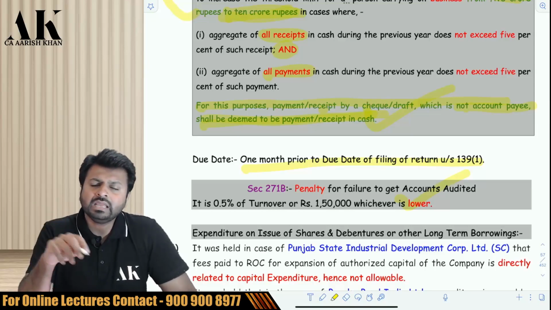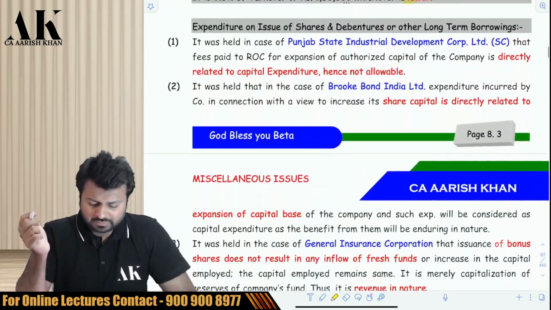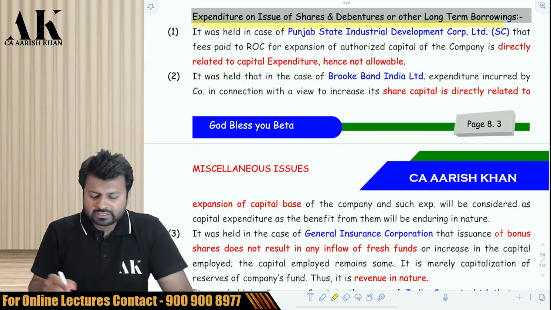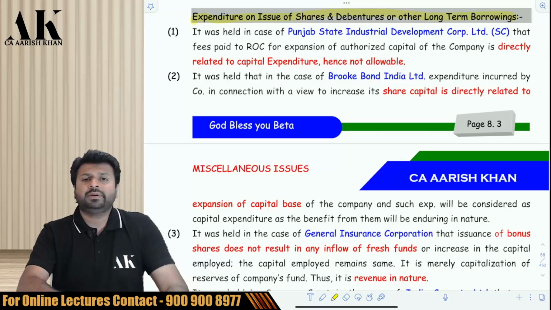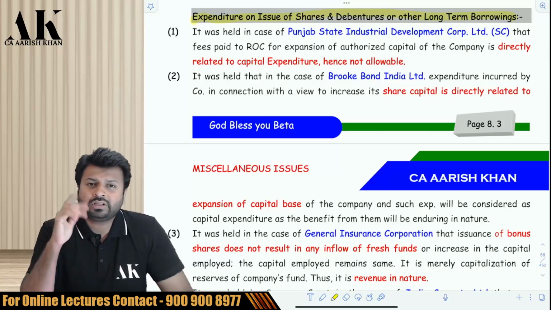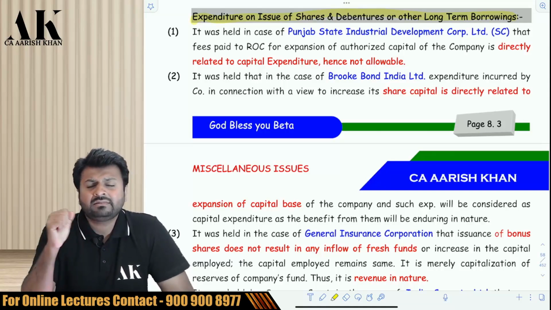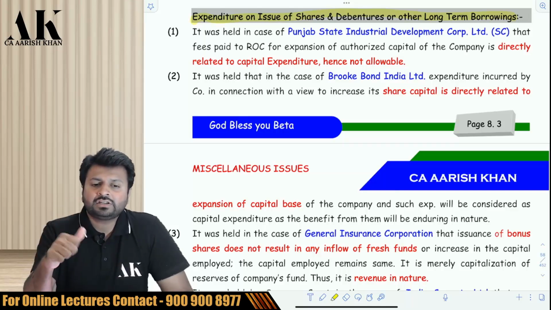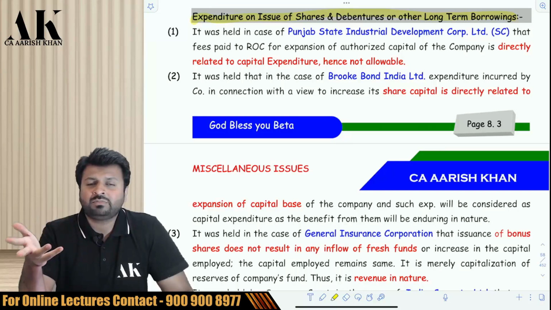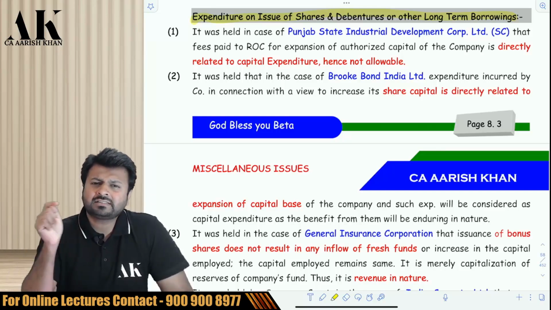Now let us go ahead with some issues. Some small issues in respect of expenditure. Listen carefully. Expenditure on issue of shares or debentures or on long-term borrowings. Sir, we have already done this earlier. Where? Under 35D. Yes, we have done in 35D expenditure in relation to issue of shares, issue of debentures, long-term borrowings, in preliminary expenses. Then, sir, why are we doing it again?